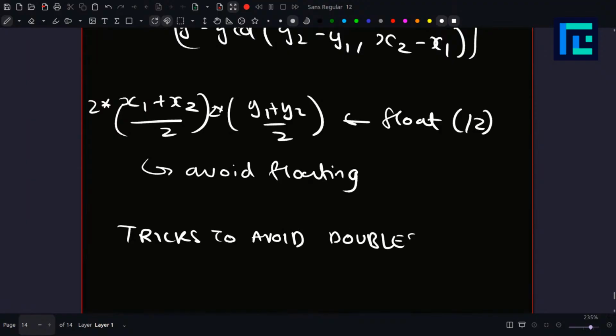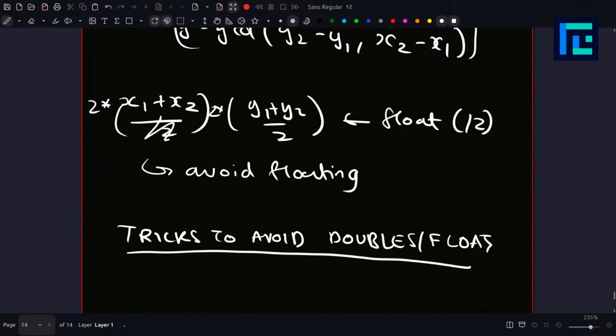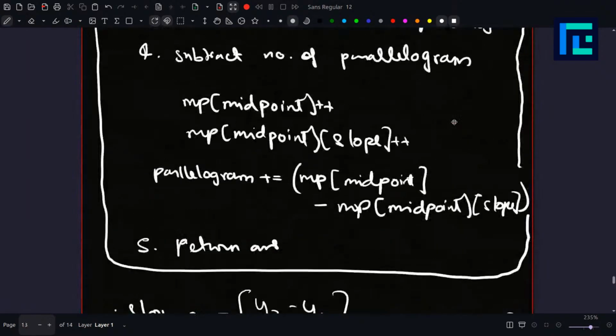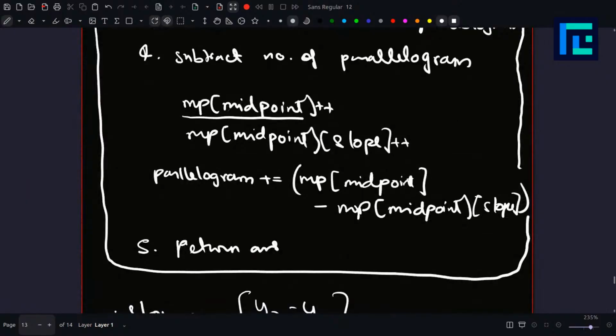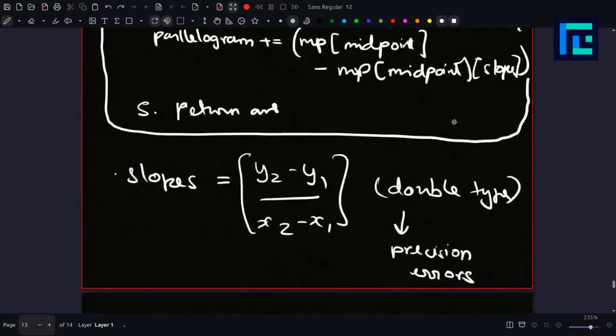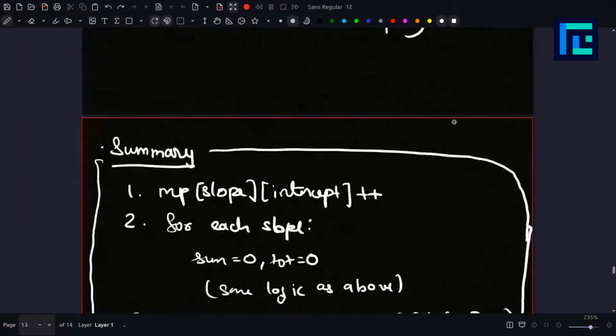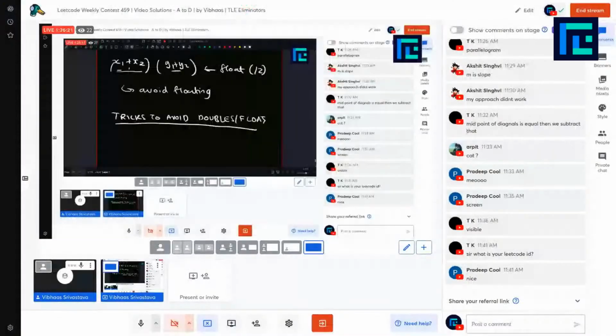So we'll just multiply these by 2 so that they do not become doubles. Instead of dividing by 2, we'll just keep x1 plus x2 and y1 plus y2. Since all we care about is the count, we don't care whether it's divided by 2 or not. We just want the count. Map of midpoint plus plus, map of midpoint slope plus plus. Okay, so now let's have a final look through the code for this.